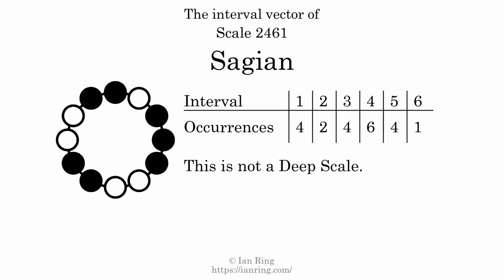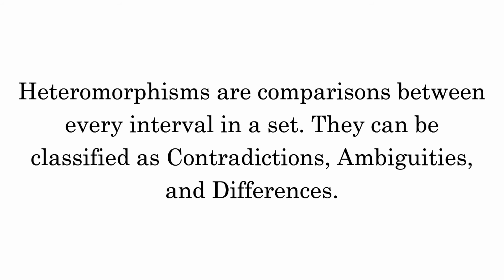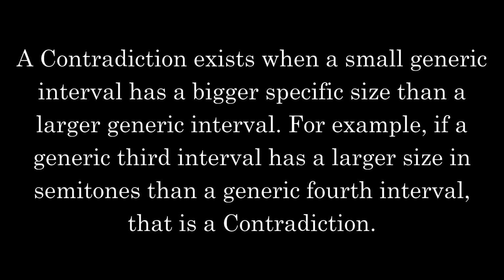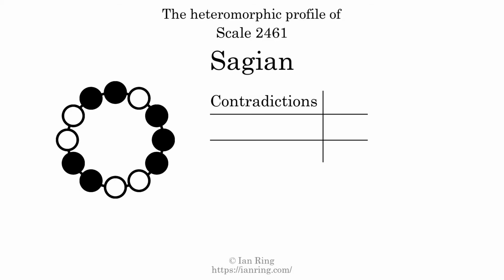Each interval does not appear in this scale a unique number of times, so this is not a deep scale. Heteromorphisms are comparisons between every interval in a set. They can be classified as contradictions, ambiguities, and differences. A contradiction exists when a small generic interval has a bigger specific size than a larger generic interval. For example, if a generic third interval has a larger size in semitones than a generic fourth interval, that is a contradiction. The number of contradictions in this scale is 7.